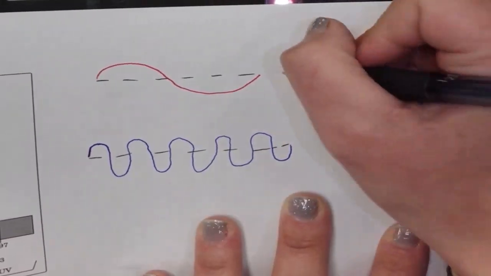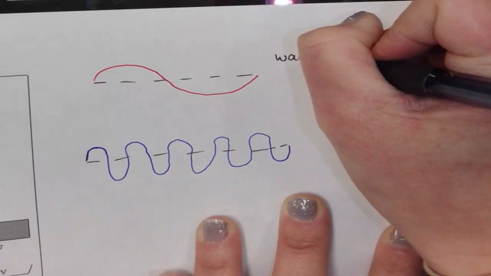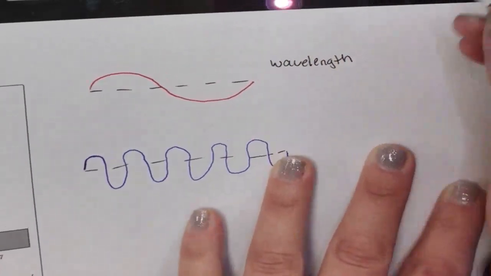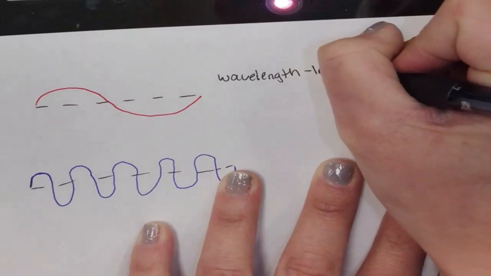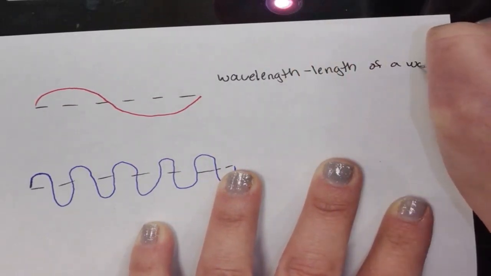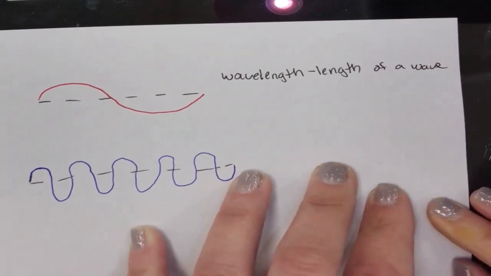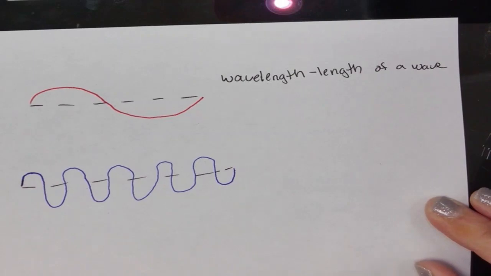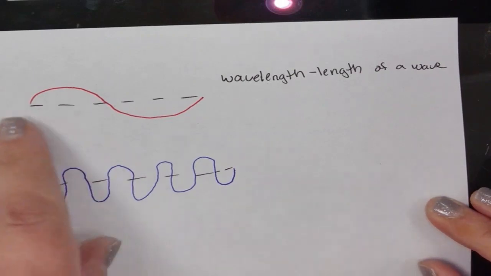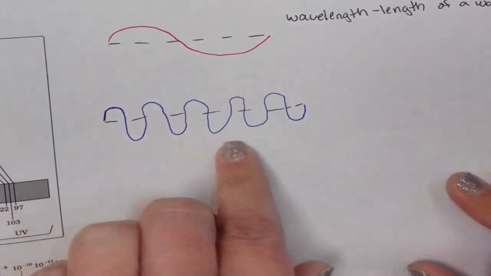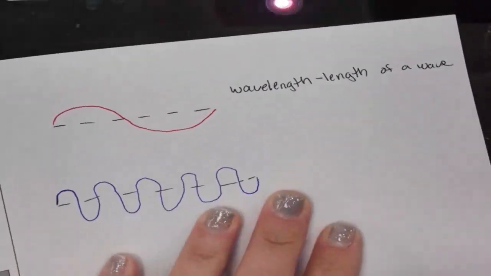So the wavelength is defined as the length of a wave. And when we look at the electromagnetic spectrum, we're talking about different wave types. So we've got a red wave, and here we have a blue wave.